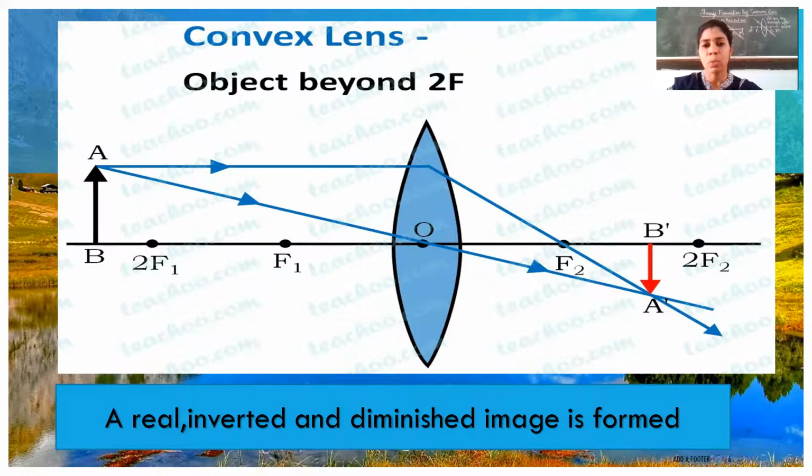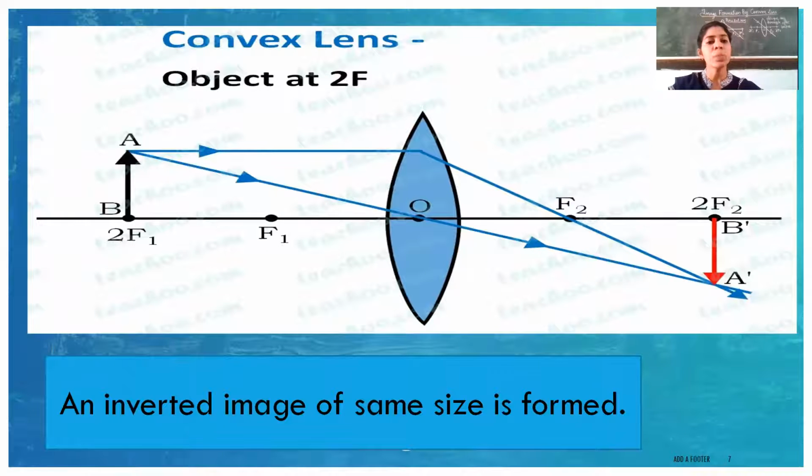This property can be used to see the images of far objects, that is, we use the telescope. The next one, when the object is placed at 2F1, here also after refraction, the ray passing through the optical center and the parallel ray intersect at a point which is at 2F2. In the first case, when the object is beyond 2F1, and when the object is at 2F1, both form real images, and we can see that these are inverted images also. This is also used in the telescope.